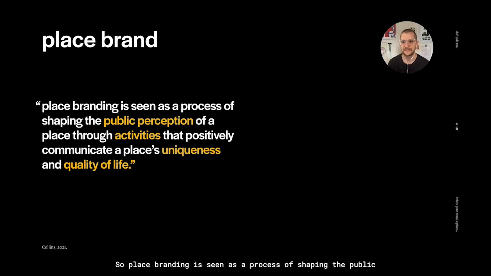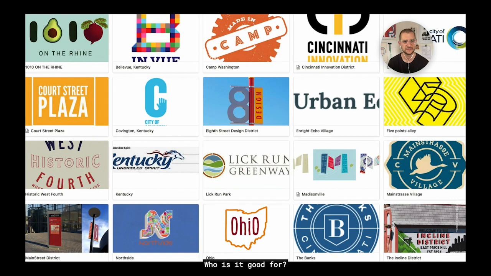So place branding is seen as a process of shaping the public perception of a place through activities that positively communicate a place's uniqueness and quality of life. In the next couple slides, I'm going to look at this with some skepticism and criticality, especially what is quality of life, what is uniqueness, and what are these activities, who gets to participate, who's it good for?